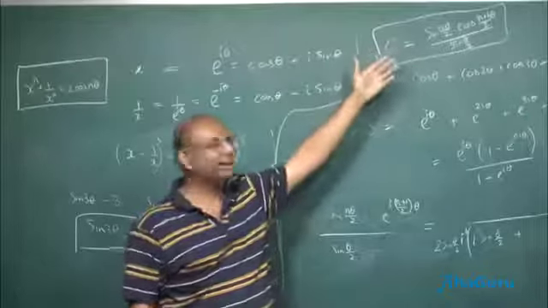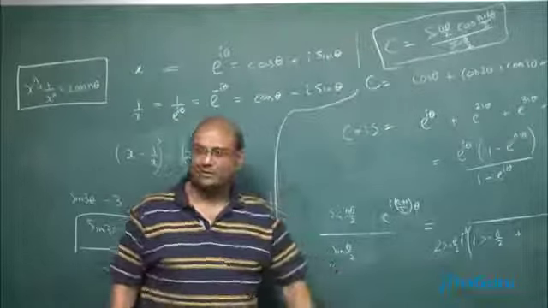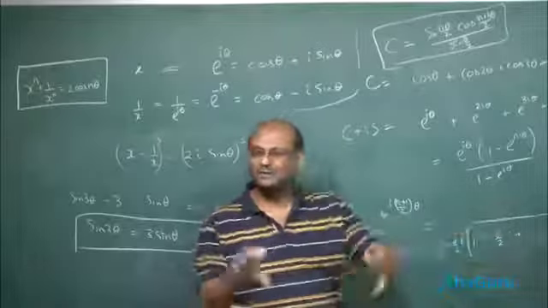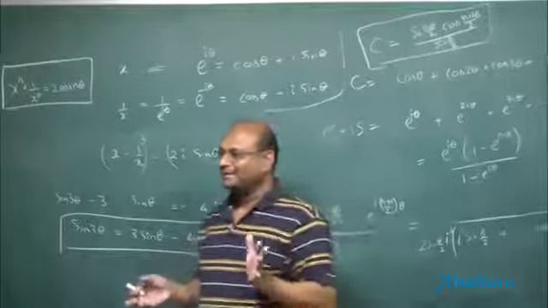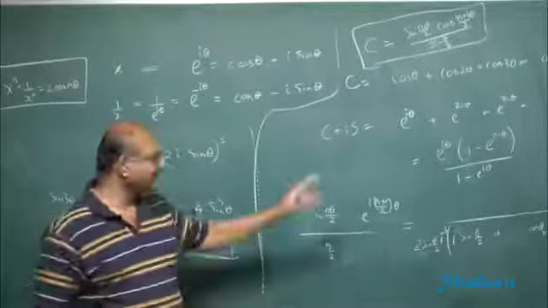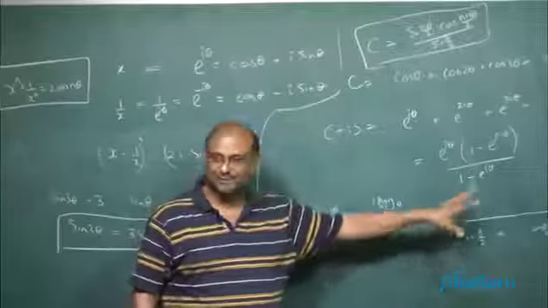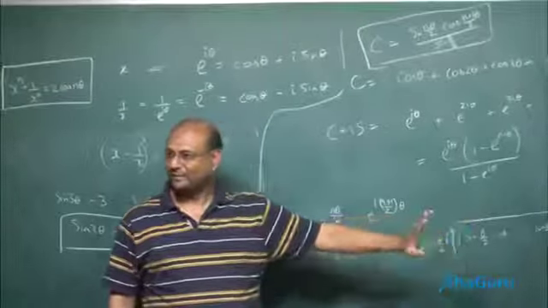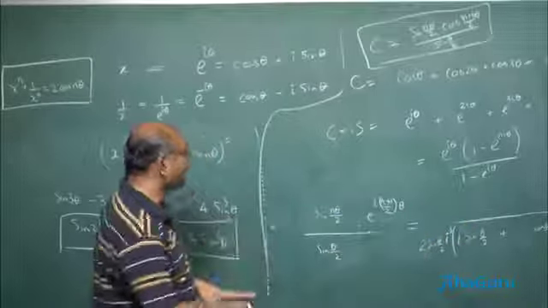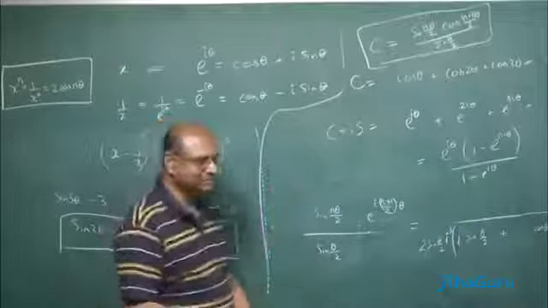But after a point this will become so natural. 1 minus e power I theta and all, you can always convert. In fact it's almost clear that this is how it should be. So you will know that I should quickly take out the 2 sine theta by 2. You will do it almost like a routine.